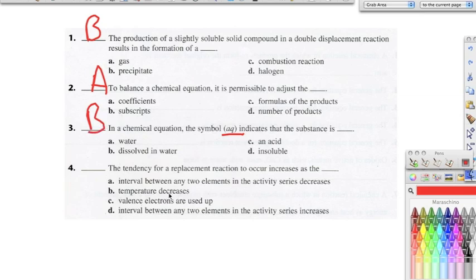And 4 says the tendency for a replacement reaction to occur increases. Anytime we're dealing with a single replacement reaction, we're looking at the activity series. And the answer is going to be D, because it says intervals between any two elements in the activity series increases, meaning they get farther apart from each other. The farther apart they are on the activity series, the more likely they are to replace each other.